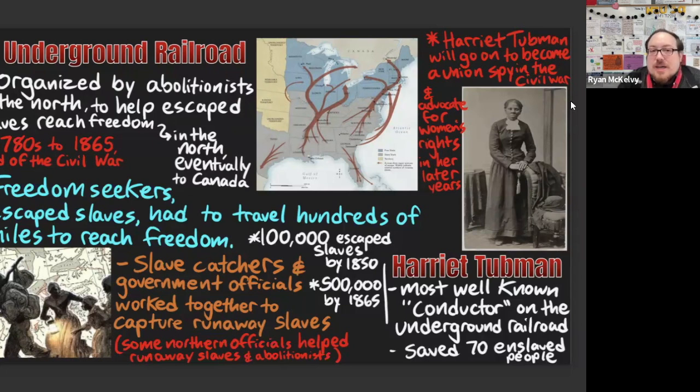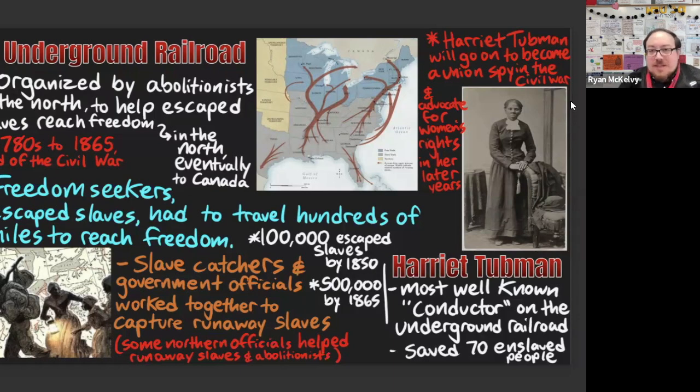These were usually freedom seekers, escaped slaves. They had to travel hundreds of miles to reach freedom. And along the way, they would constantly be chased by slave catchers and government officials working to capture them. Not to mention roving gangs of people just looking for slaves, police forces, deputized people. It was a lot of people across the South.